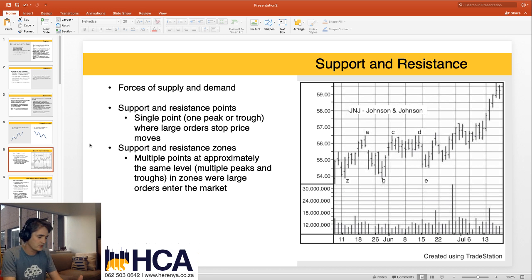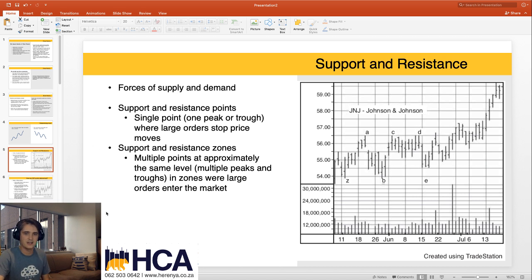We looked at support and resistance, which are basically areas in which supply and demand meet each other. A support and or resistance point is a single point where there are a large number of orders or a large number of transactions that take place, and the market can sort of consolidate around those areas or reverse at those areas. A support or resistance level or zone is when multiple of these individual points of resistance are at the same sort of average price or range of prices over a period of time.